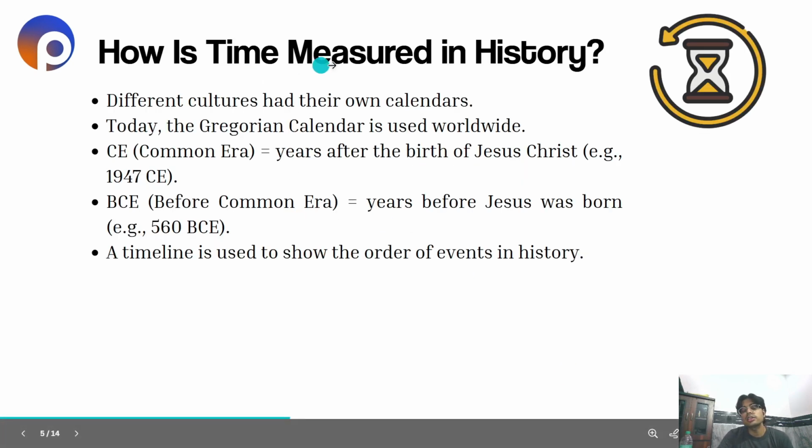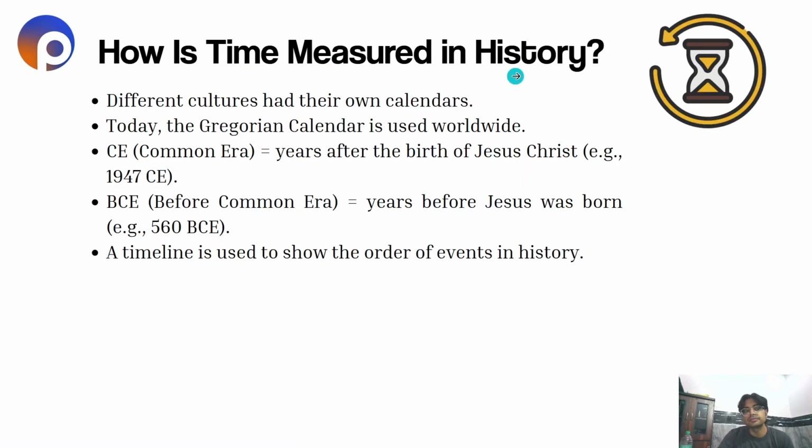Now, how is time measured in history? Different cultures had their own calendars. Today, the Gregorian calendar is used worldwide. So, the calendar which we use today is known as the Gregorian calendar.